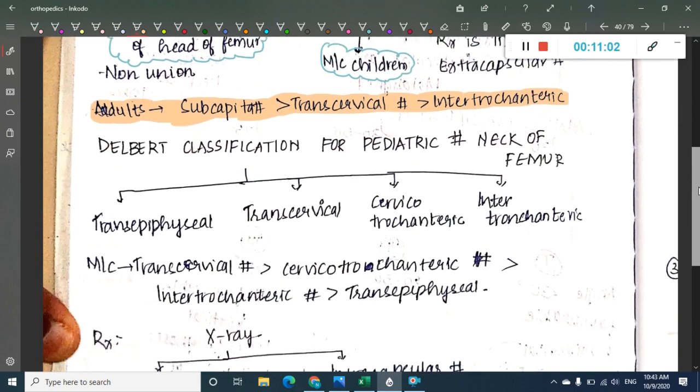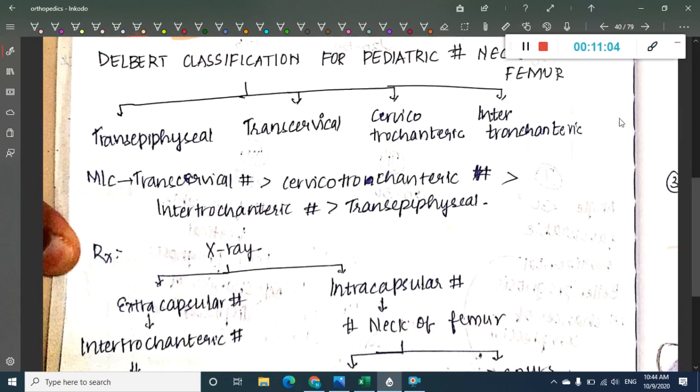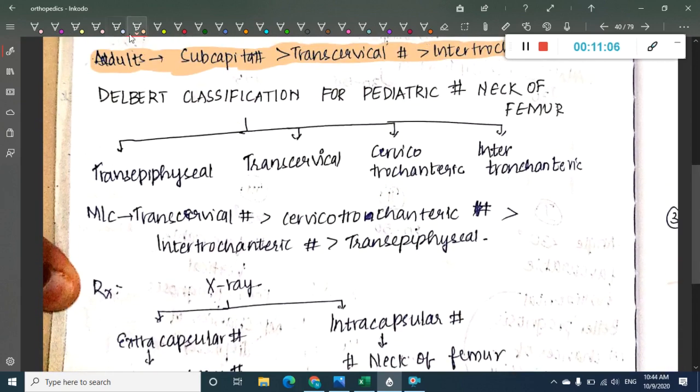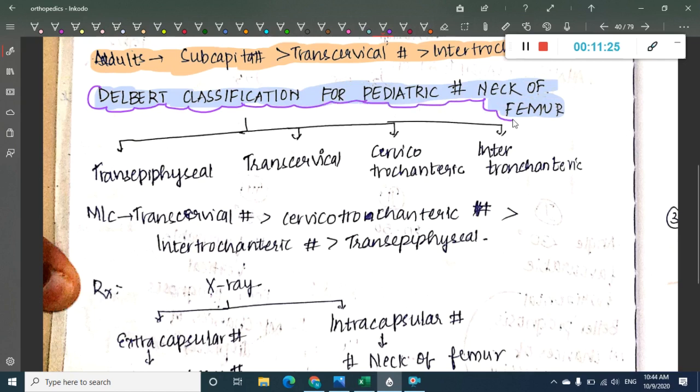Okay, so next let us learn about one more classification which is available for fracture neck of femur, but that is for children. That is called the Delbet classification for pediatric fracture neck of femur. So what do you see in this Delbet classification for pediatric fracture neck of femur? This Delbet classification has 4 major types.